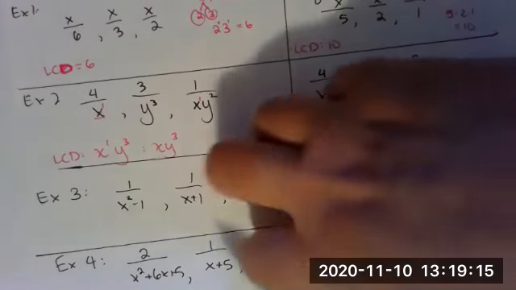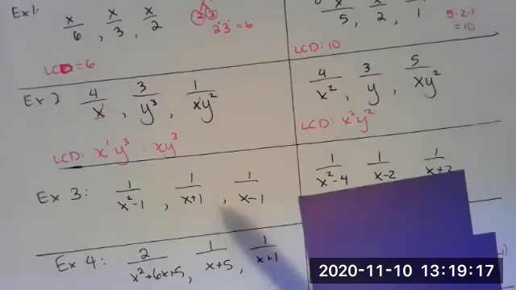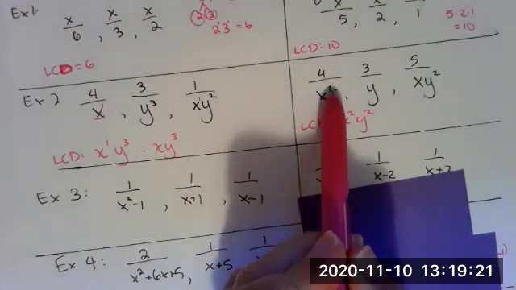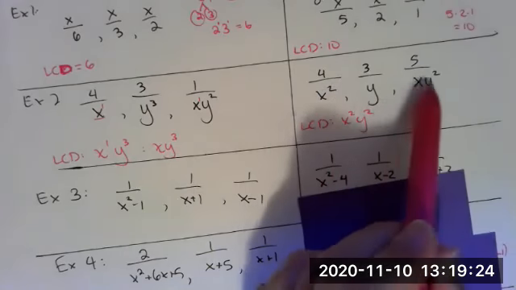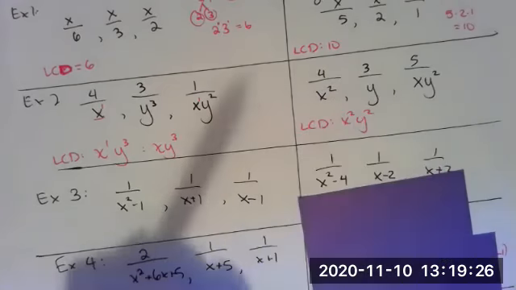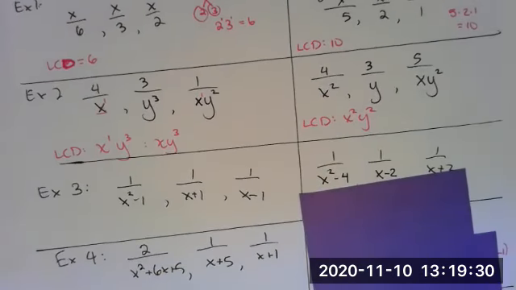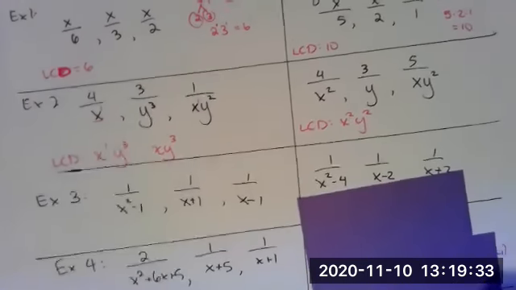Okay, and when we're done, our LCD is x squared, y squared, right? Biggest exponent is 2, because this one's only 1, and then the biggest exponent for y is 2. So x squared, y squared is our least common denominator. Okay, let's roll to another example.